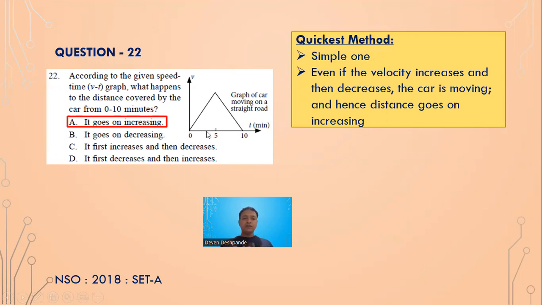Here the distance will increase at a rapid rate, and here the distance will increase at a slower rate because the speed is reducing. But distance will keep on increasing because the car is still moving. Here the car moves at a rapid rate, then it slows down. So here it is accelerating and here it is decelerating, isn't it? It's going to slow down.